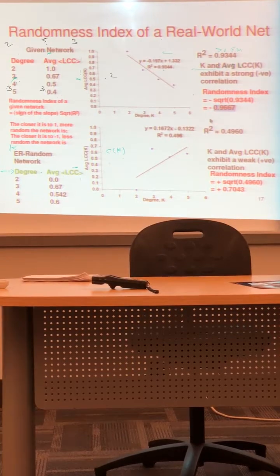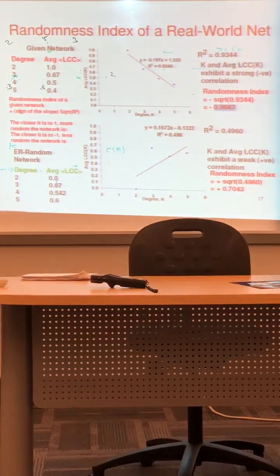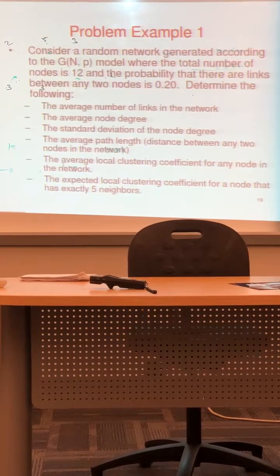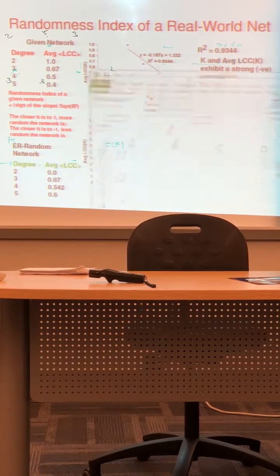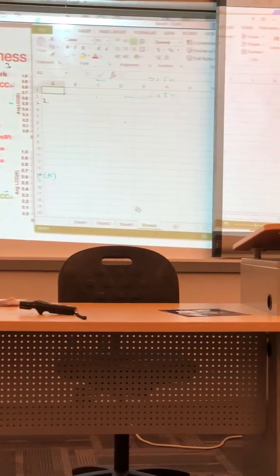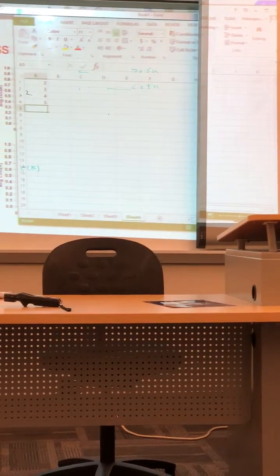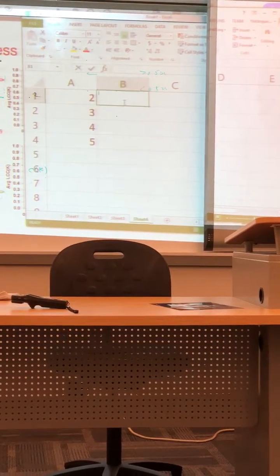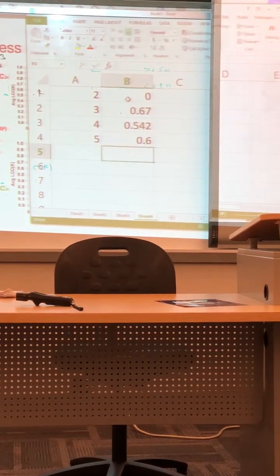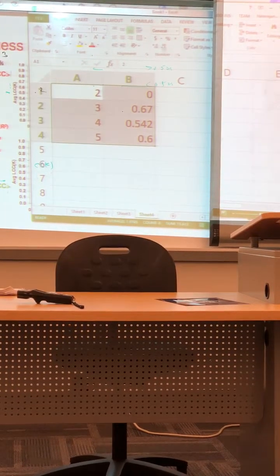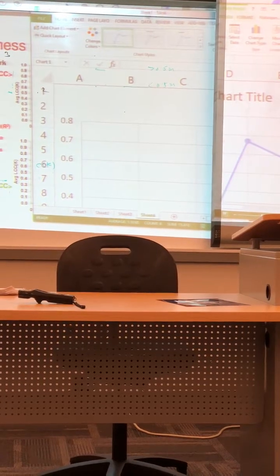Now on the other hand, if you try to plot the degree versus average LCC values for the random network, right? So if you try to do that here, highlight and insert chart line.